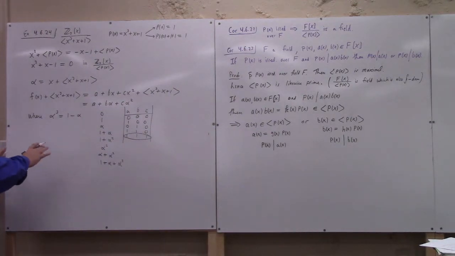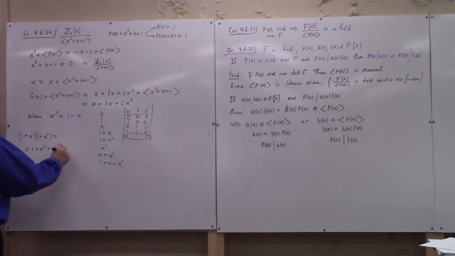Here, I'll just do a sample one. I don't want to do all of them. But if we did 1 plus alpha times 1 plus alpha squared, how would that multiply? Well, just the usual rules. I get 1 plus alpha squared plus alpha cubed.